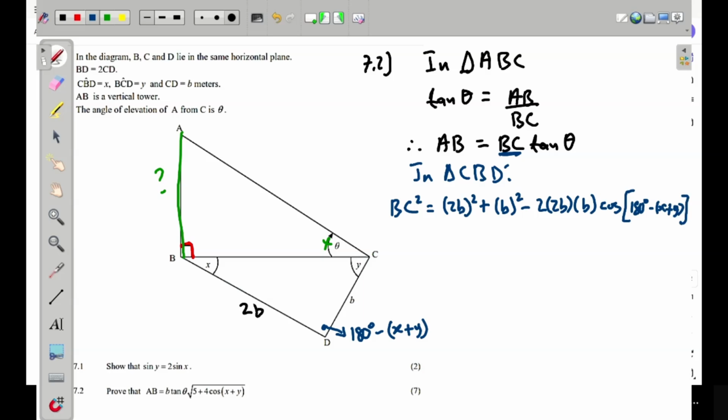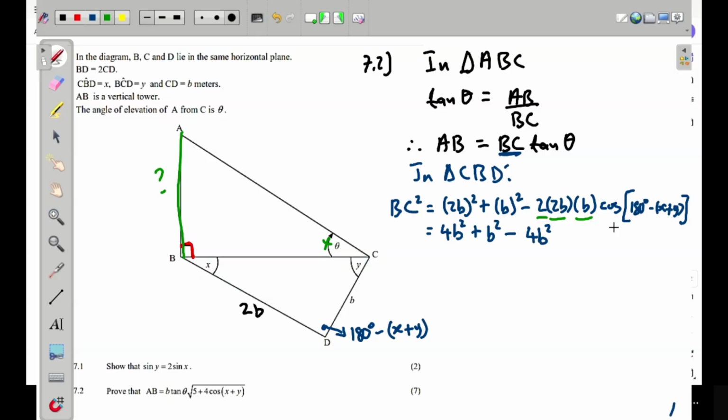This will be 4b squared plus b squared minus, we have talked about this multiplication story. I cannot multiply 2 by the 2b and then the b again. You just multiply signs, multiply numbers, and then you will be done. So this has to be a 4b squared.